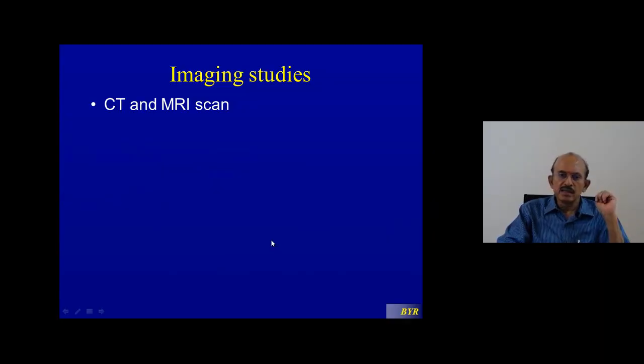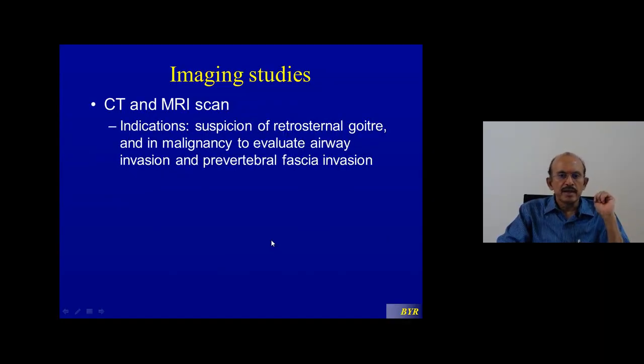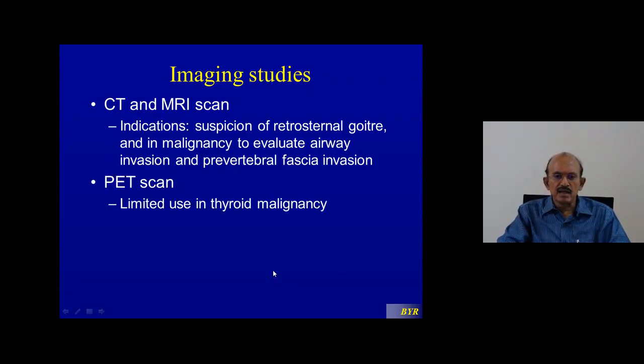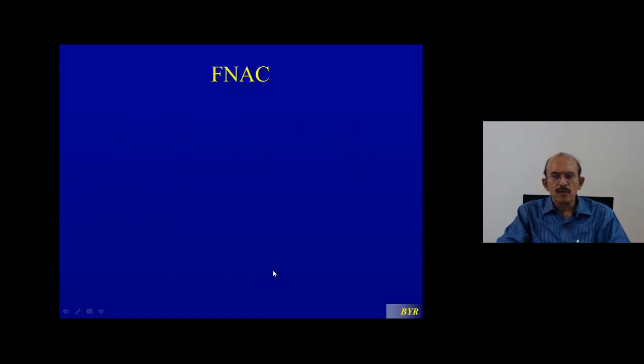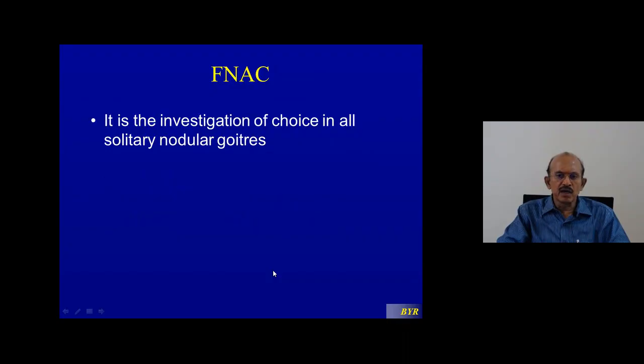CT and MRI scan indications: suspicion of retrosternal goiter, and in malignancy to evaluate airway invasion and prevertebral fascia invasion. PET scan has limited use in thyroid malignancy, useful in recurrent thyroid cancer. FNAC is the investigation of choice in all discrete nodular goiters or solitary nodular goiters.